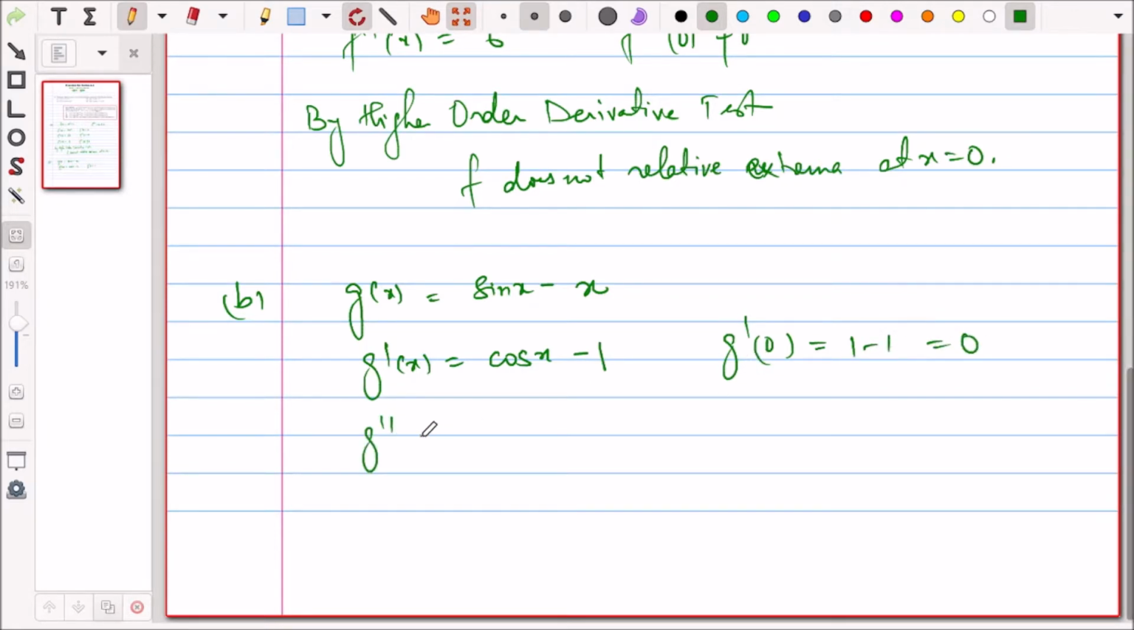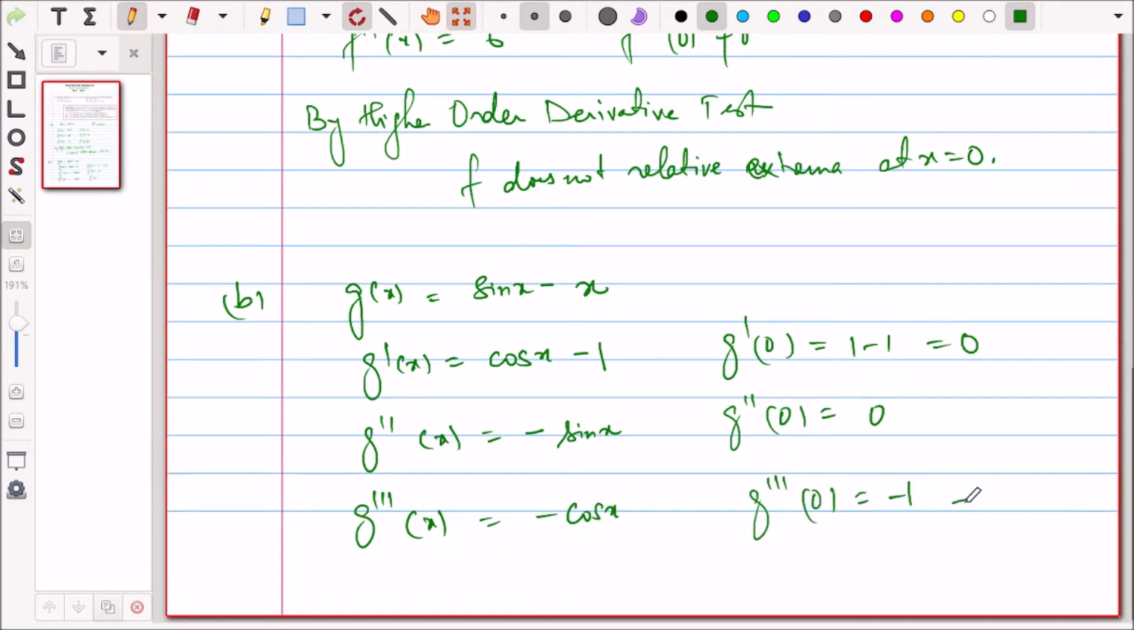Now we will find the second derivative, g double dash x, which is minus sin x, and g double dash 0 is minus sin 0, which is 0. Now we will find the third derivative, g triple dash x, which is equal to minus cos x, and so g triple dash 0 is equal to minus 1, which is non-zero. So in this case g does not have relative extrema at x equal to 0 because this is odd.